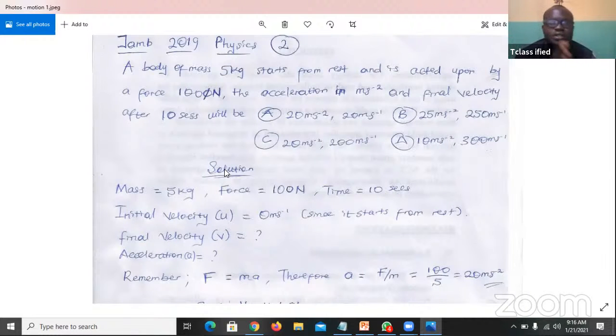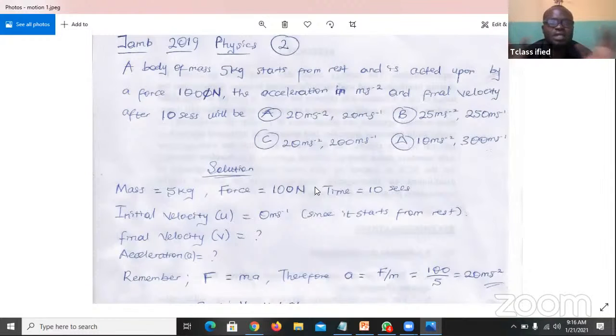The best approach when you're solving a calculation is to quickly list out the parameters that are given. You can see you have here 5 kg. So what is this 5 kg? It is the mass. So we say mass is equal to 5 kg. Then the next parameter is force, which is 100 newtons. And the next parameter is 10 seconds, which is time. So time t is equal to 10 seconds. These are the known parameters.